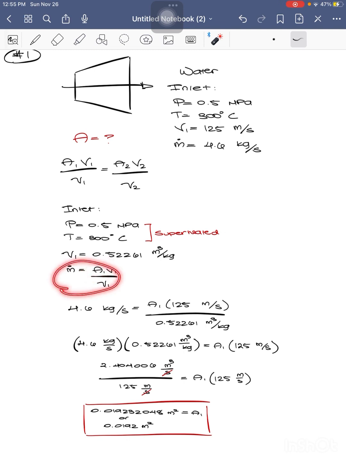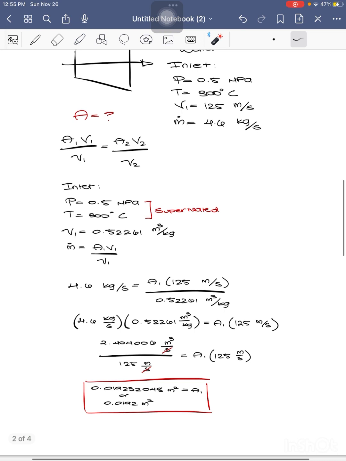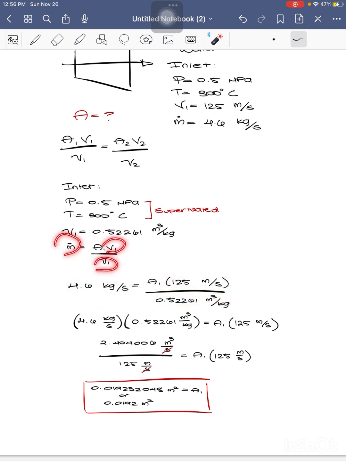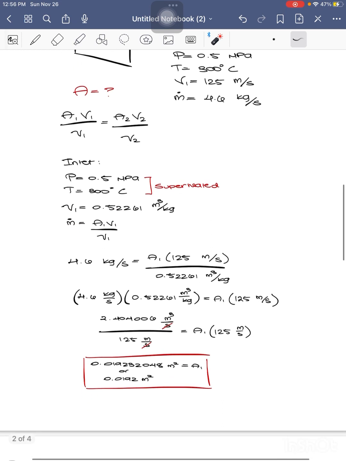The required value in the question is the area, so I use this formula. Mass flow rate is equal to area times velocity over specific volume. I determine the area using these three values, which are the mass flow rate, velocity, and specific volume. And the answer is 0.019232048 meter squared, or 0.0192 meter squared.